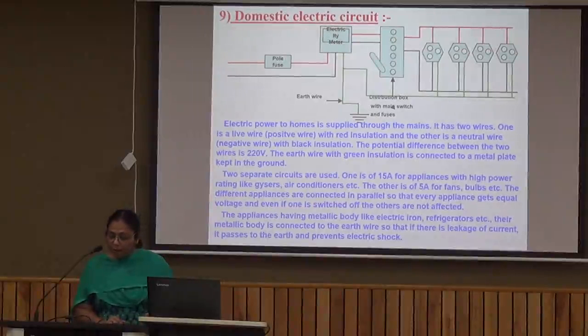There are two types of lines for the domestic circuits. One is of 5 ampere rating, another is 15 ampere rating for the heavy gadgets. The appliances having a metallic body like electric iron, refrigerator, etc., their metallic body is connected to the earth wire, so that if there is a leakage of current, it passes to the earth and prevents electric shock. So how many wires are running parallel to each other? Three. Live, neutral and earth.